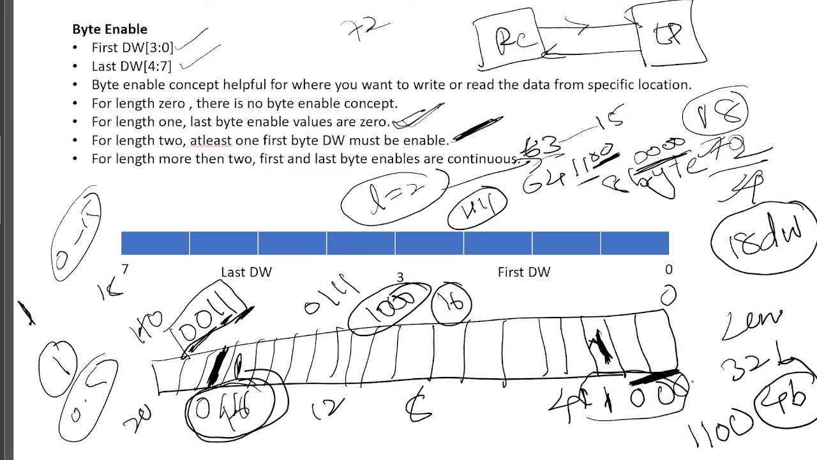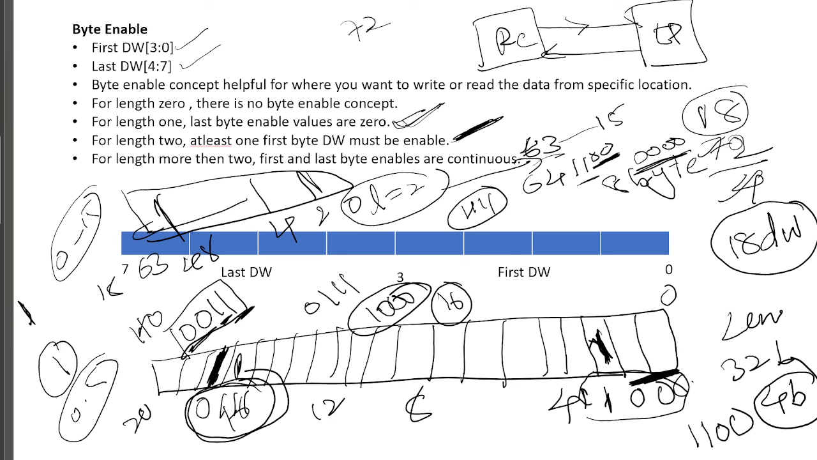For length more than 2, the first and last double word values will be continuous. Means let us say you have a memory with 0 to 63 bytes of data. If you want to write the data, say 2 to 48, you can write 2 to 48 based on those byte values. You can write the data from 4 to 63. It should be continuous. It should be continuous.